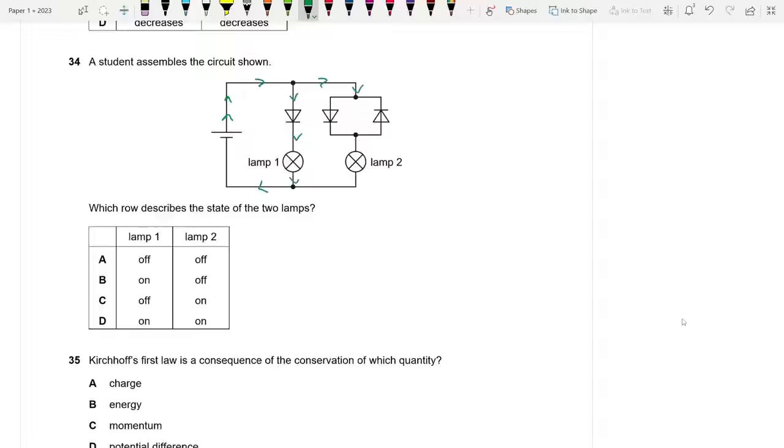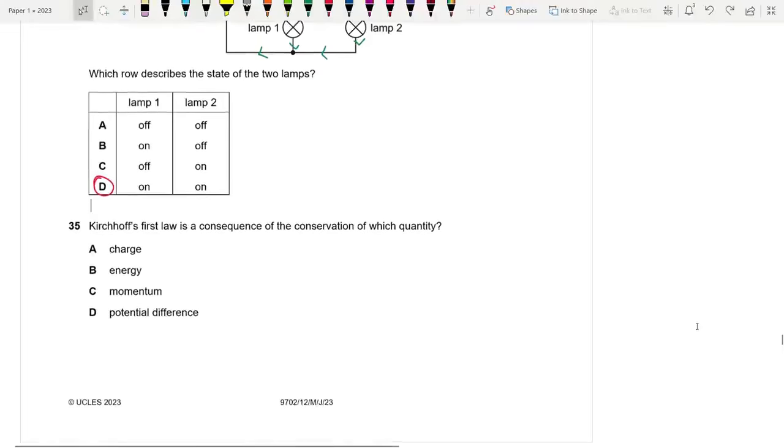On the other hand, it can flow through here and lamp 2 will also light up, but current cannot flow through here because it is connected to the opposite side. It has infinite resistance. So I'm actually gonna go with both of them will light up. If it was drawn like this, then lamp 1 would be off.